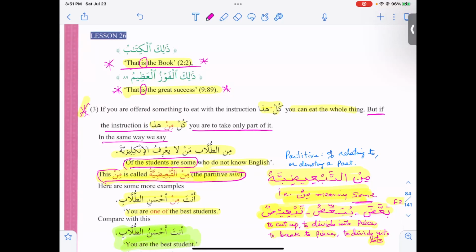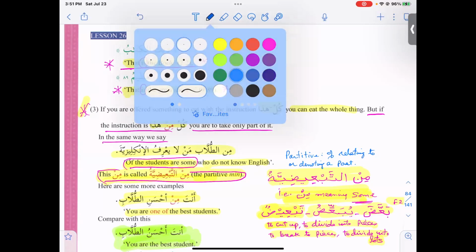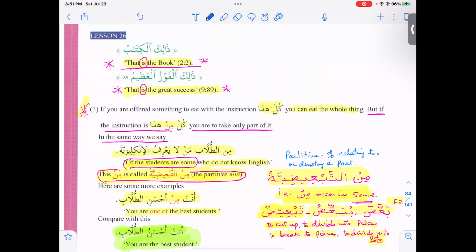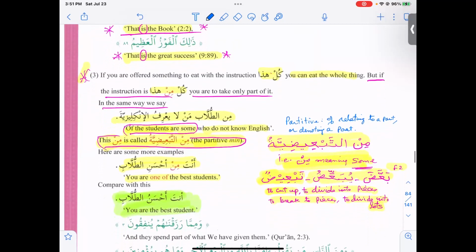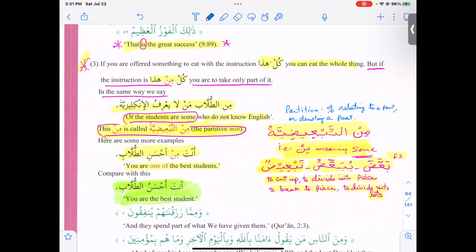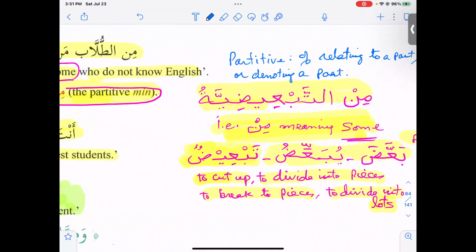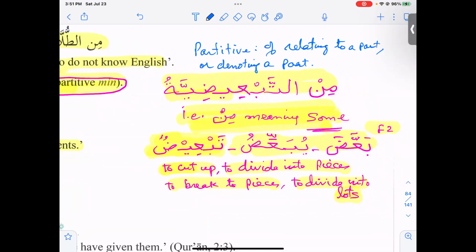Maybe I should write it down. Relating to a part, or denoting a part. So I have written here min at-tab'idiyya so that you can all see properly. That is, min meaning some. What is the meaning of tab'idiyya? Meaning some.